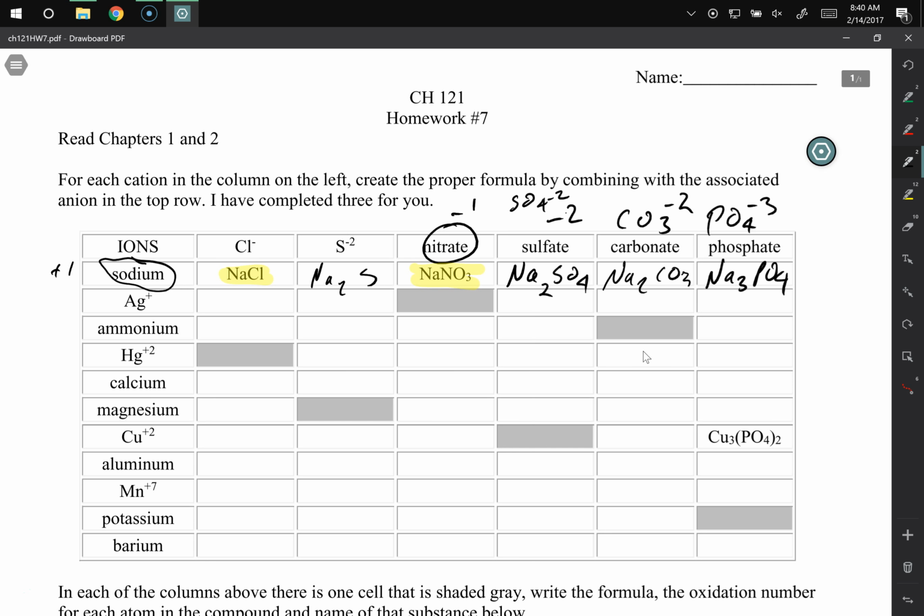Okay, so let's go back with this. What's the name of this? Sodium chloride?